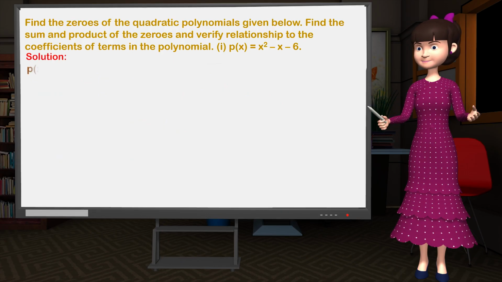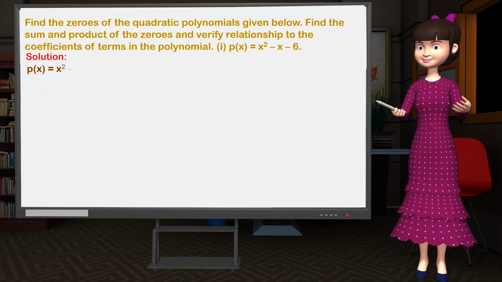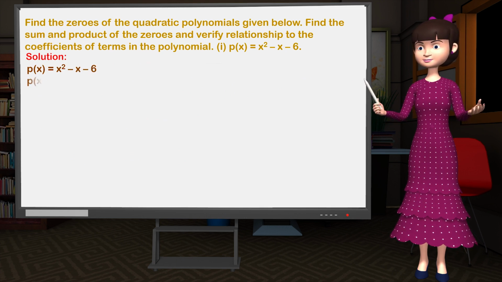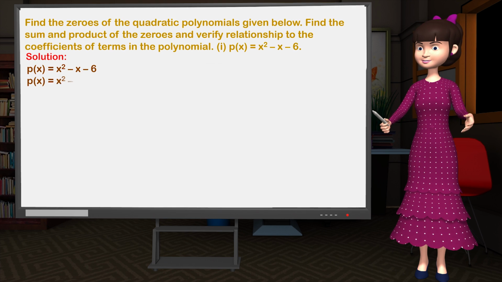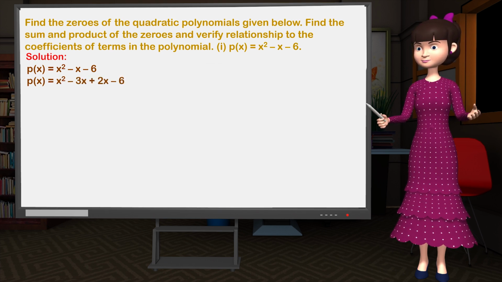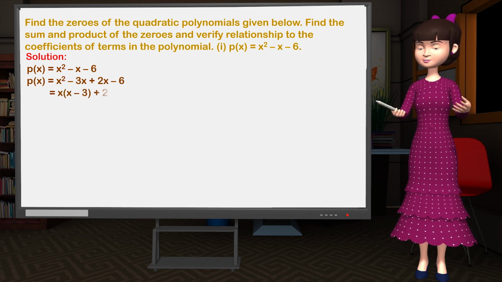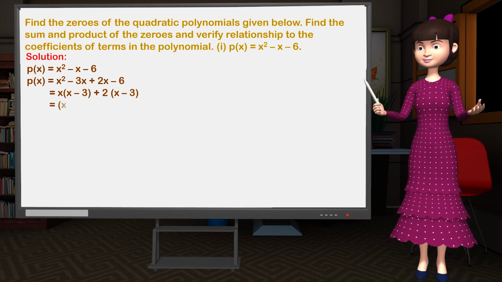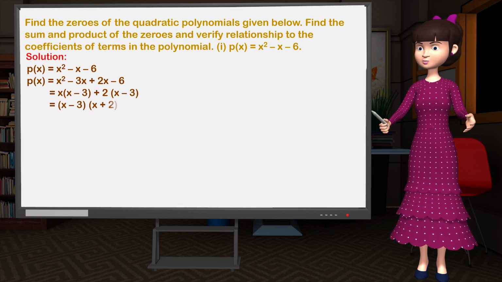Solution. P of x is equal to x square minus x minus 6. P of x is equal to x square minus 3x plus 2x minus 6, which is x into x minus 3 plus 2 into x minus 3, that is equal to x minus 3 into x plus 2.